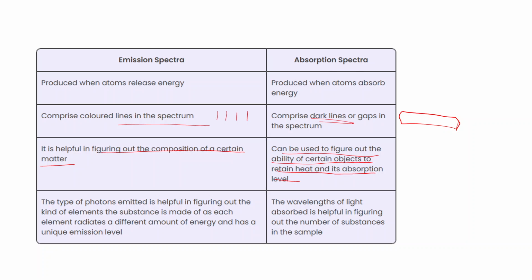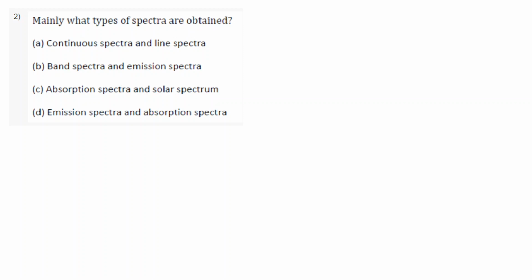The type of photon emitted is helpful in figuring out the kind of element the substance is made up of. This is again the same thing. An element radiates a different amount of energy and has a unique emission level, because of course we know the energy level depends on n and Z squared, so it depends on the atomic number of this element. So the correct answer for this question was the different types of spectra. The important categorization is emission spectra and absorption spectra.